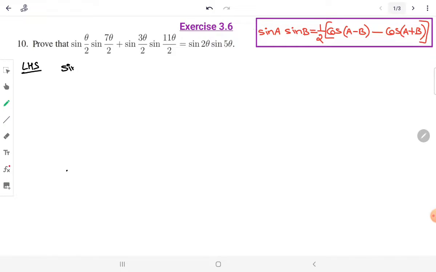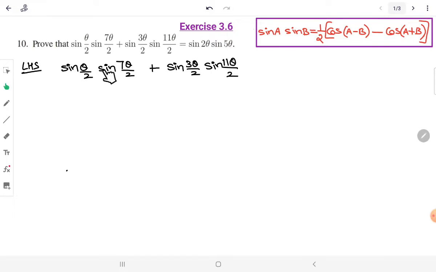sin(θ/2) into sin(7θ/2) plus sin(3θ/2) into sin(11θ/2). So clearly it is in the form of sin A sin B. See the first two terms, sin A sin B. So what is the sin A sin B formula? Half of cos(A minus B) minus cos(A plus B), the formula for this.